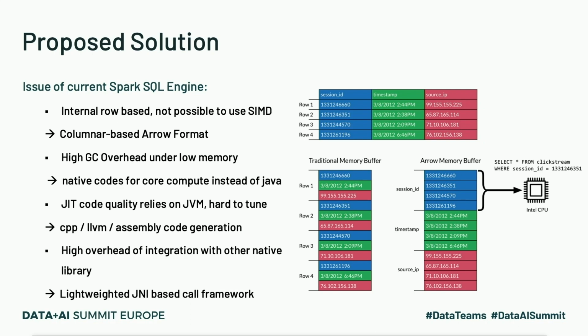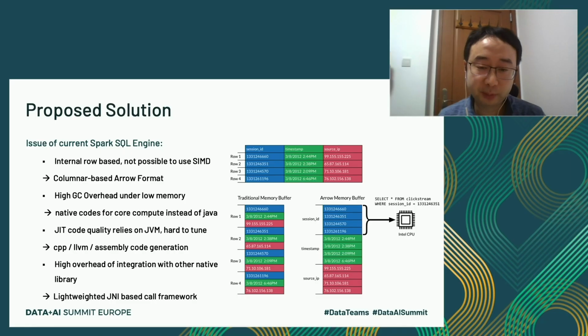traditionally, Spark uses an internal row-based format, which means data with different types are merged into one row in your memory. This makes it unfriendly for CPUs. But with Arrow memory format, the content with one type is placed into one column. So this is much friendlier for CPUs. We will introduce these in later slides.